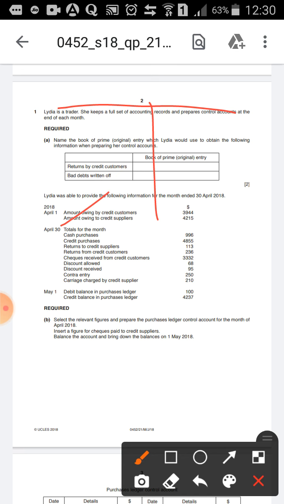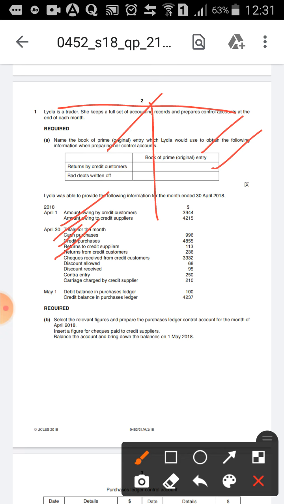So this is the opening balance. Cash purchases, goods are coming in. So it is a debit transaction, you will write it on the credit side. Credit purchases, goods are coming in. Debit thing, so you are going to write it on the credit side. Returns to credit suppliers, goods are going out, so it is a credit thing, so you will write it on the debit side.